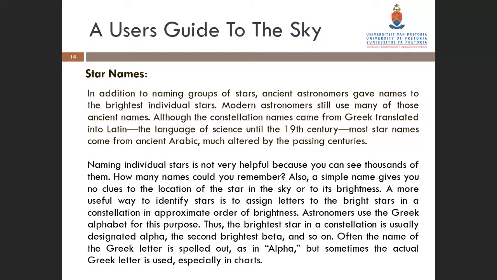Thus, the brightest star in a constellation is usually designated Alpha, the second brightest Beta, and so on. Often the name of the Greek letter is spelled out, as in alpha, but sometimes an actual Greek letter is used, especially in charts. Do you guess where this is leading up to? Not star charts, but how do we define brightness of stars?